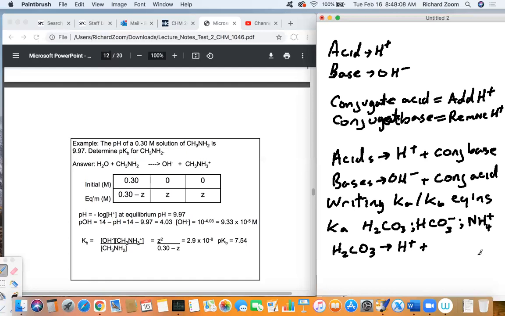So for H2CO3, we take off H plus. I want you to write on a sheet of paper in front of you what else you're getting. What else do you get with that? For a clue, I want you to look up here at what I've got. Acids give H plus and the conjugate base. We get a conjugate base by removing H plus. So what do you get when you remove H plus from that?